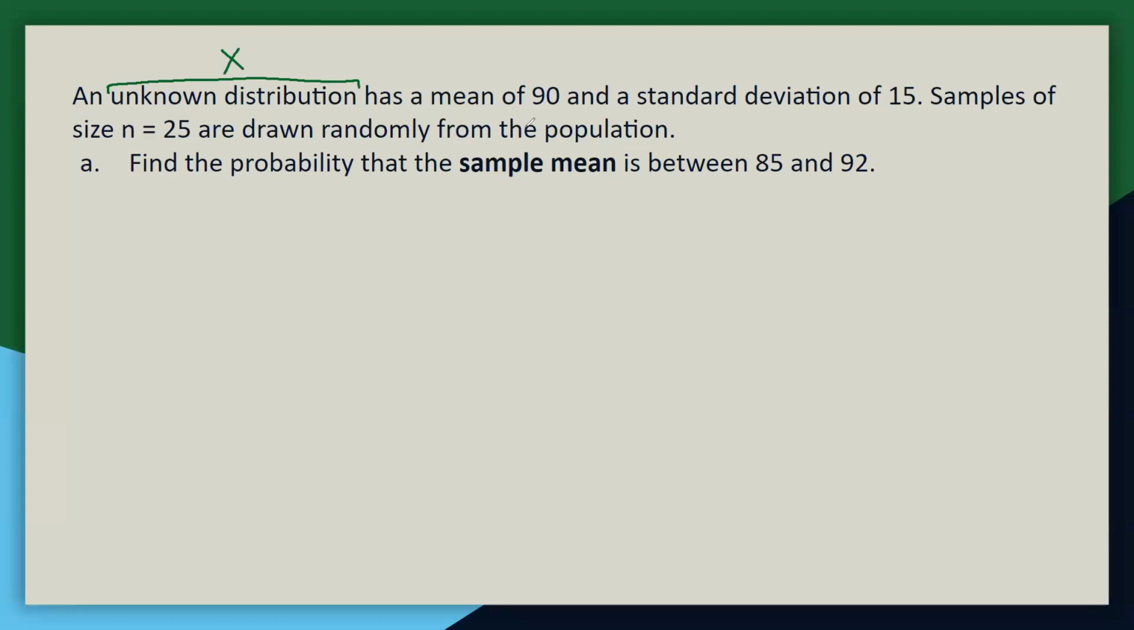I don't know if it's normal. I don't know if it's skewed. I don't know if it's bimodal. But I do know that it has a mean of 90. Mu sub x equals 90. And it has a standard deviation of 15. So sigma sub x is 15. And then I'm told I'm drawing samples of size n equals 25.